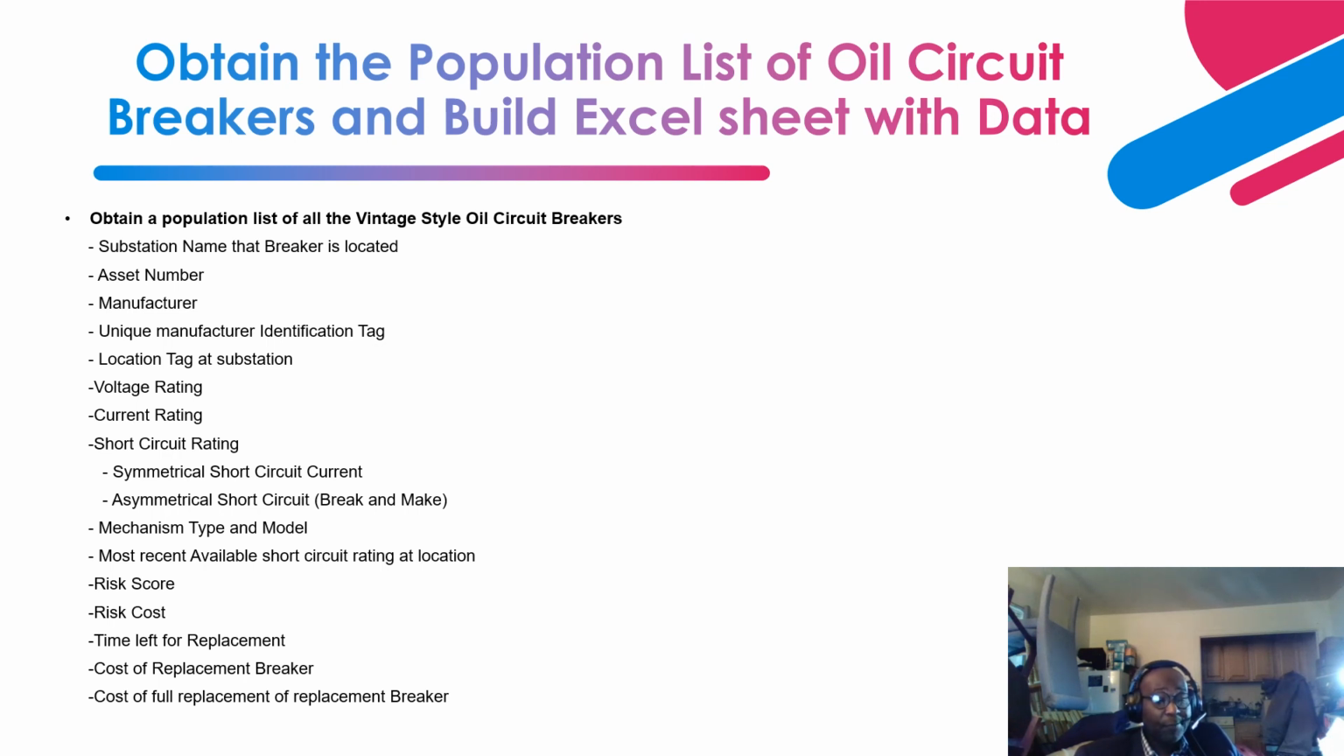Then the cost of the full replacement of the breaker. The full replacement basically includes the cost of the breaker, material, and labor cost. That is the labor cost used for the installation, pre-commissioning, commissioning, and so on.